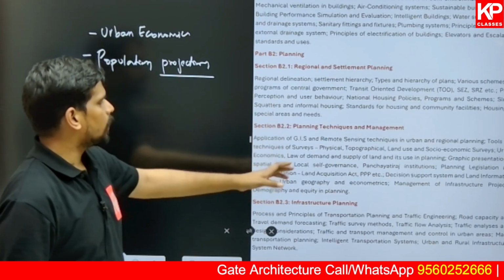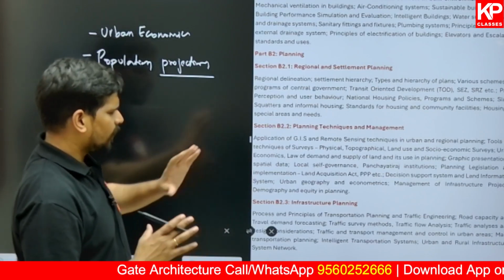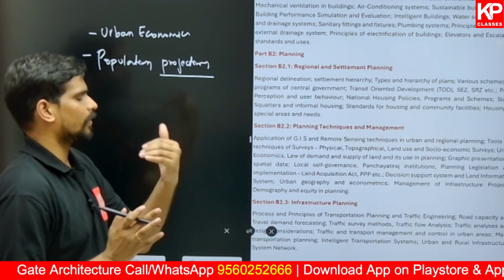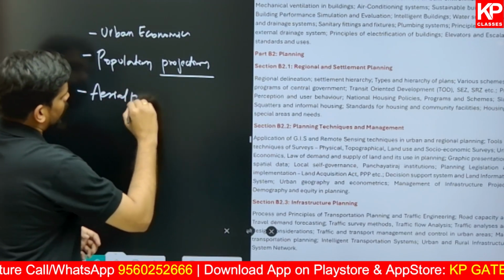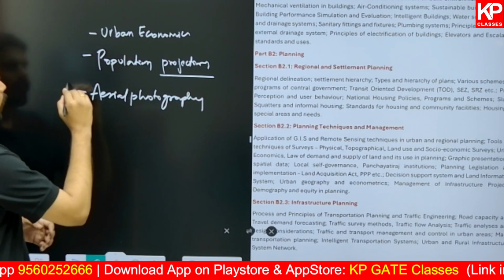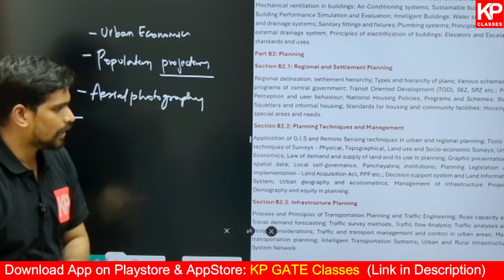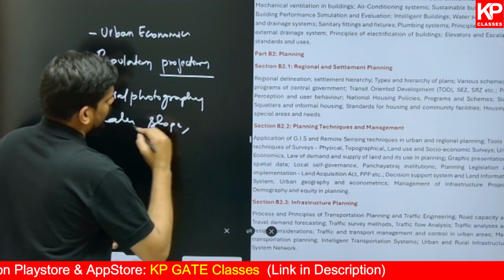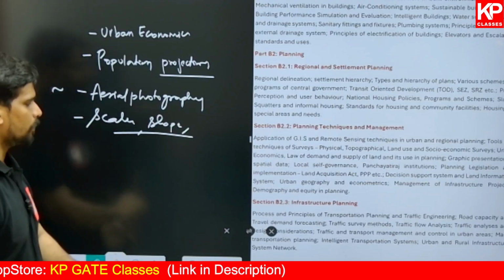There are different methods of population projection, such as the arithmetic method or geometric progression or growth, and you can project the population using those methods. There are numericals also related to remote sensing, sometimes related to scale and flying height. In the recent past, the number of numericals from such areas has been reduced, and questions on aerial photography are not very frequently asked nowadays. However, questions have been asked on scale, slope, and contours. All these are numerical areas from the Planning Techniques and Management, PTM, subject.